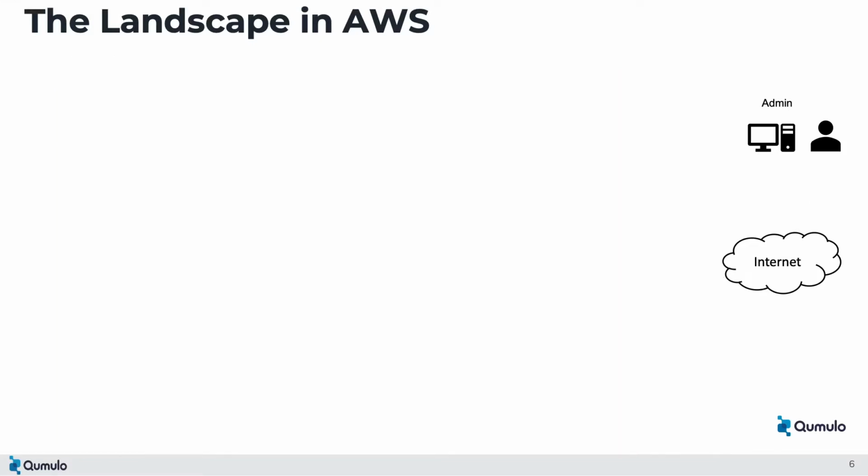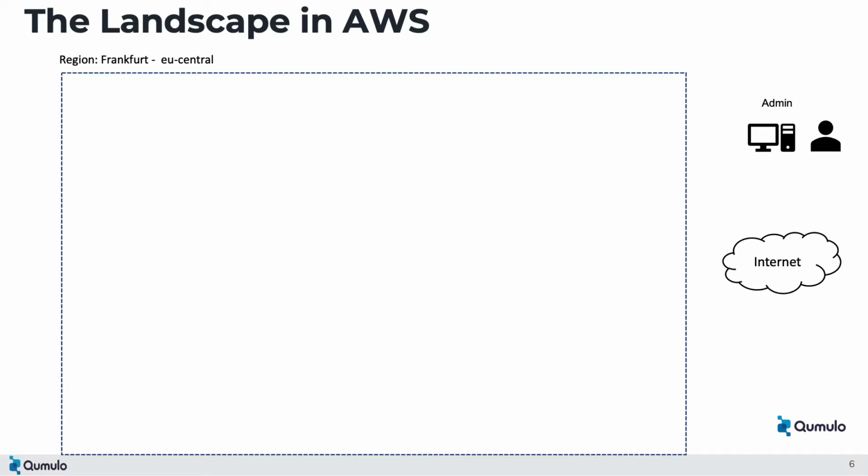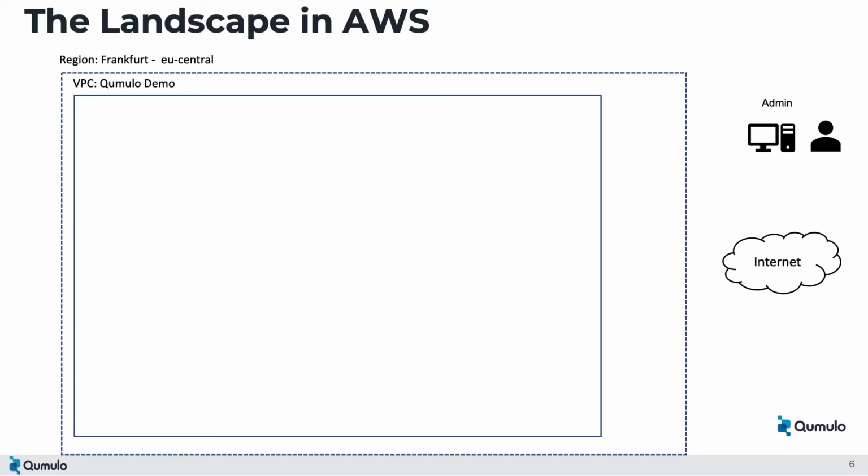So here's the overall starting point. You have the administrator connected to the internet, and we have also Qumulo Home, where we later send telemetry data from our cluster. The first thing you would decide is in which region you want to deploy your VPC. Then you would create a VPC if you don't have one already. Most likely you will have everything deployed within or for your company, but for the purpose of the demo, we just look step by step.